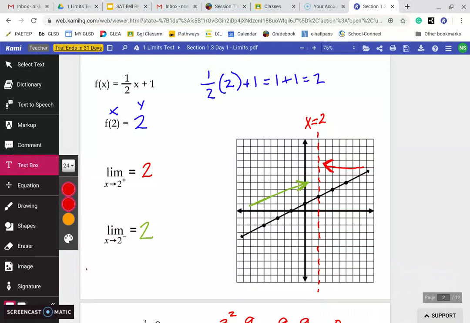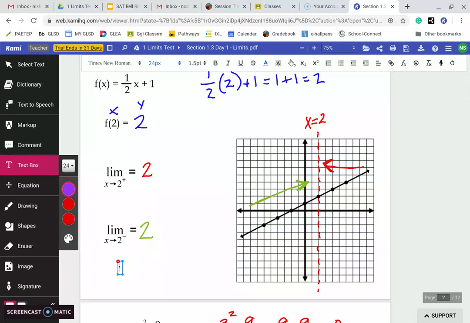But what I was saying at the end of that video is that I've shown you the 4 different examples of what could happen. And this first one was where all 3 were the same. The limits from the left and the right match the function value. What is that called? When all 3 are the same, these graphs are continuous. So I could say that this graph is continuous at x equals 2 because all 3 are the same.